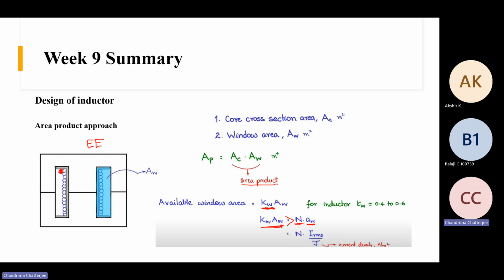So AW, as I already told, is the wire cross-sectional area, and this is IRMS by J, where IRMS is your RMS current, and J is the current density.